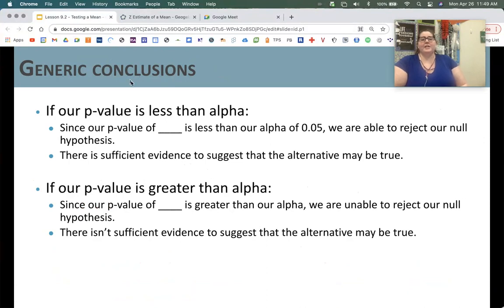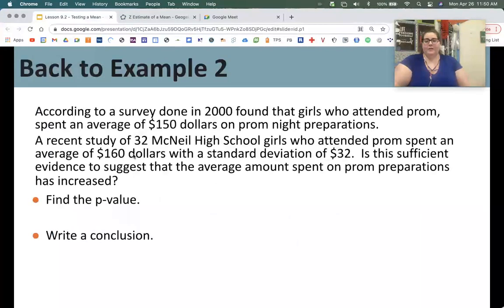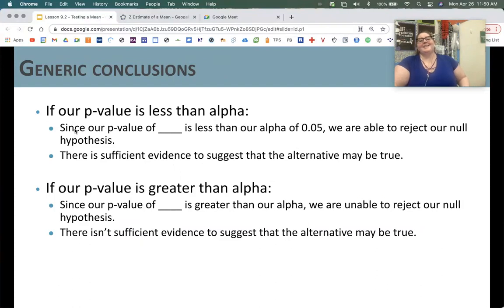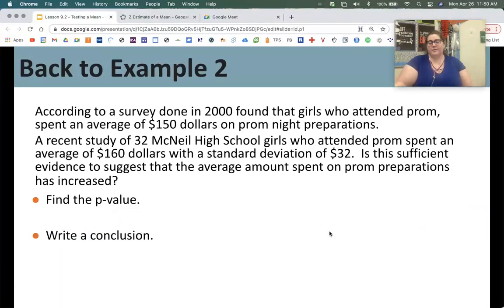So again, some generic conclusions when you are writing your conclusion based on your p-value. There are two things that could happen. If your p-value is less than alpha, we say: since our p-value of whatever is less than alpha, we are able to reject our null hypothesis, which means there is evidence that the alternative hypothesis could be true. And if your p-value is greater, we say: since our p-value of whatever number is greater than alpha, we failed to reject the null hypothesis, which means there is not evidence that the alternate is true.